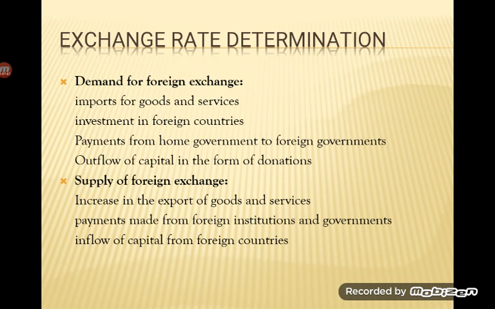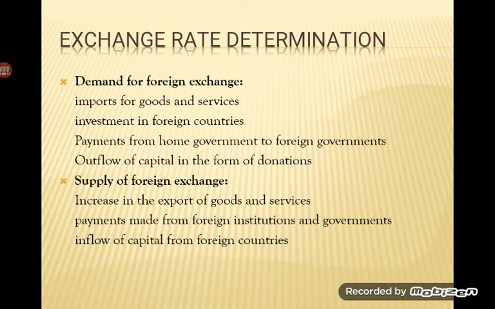So why does demand for foreign currencies or foreign exchange arise? These are the reasons for foreign exchange demand. First one is imports of goods and services. Suppose we import any commodities, goods and services, we have to make payment in the international market. For that reason, we need foreign currency to make payment.